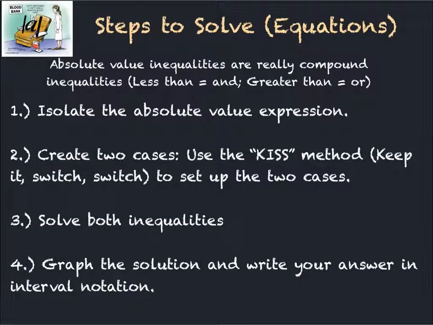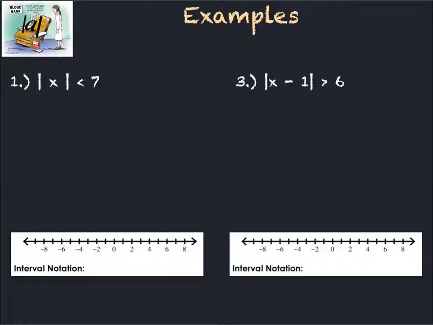So when we're solving absolute value inequalities, we'll follow these steps. You could write these steps down and read them yourself. The KISS method will keep one of the inequalities the same. Then for the other inequality, when we split it, we would switch the inequality symbol and switch the sign of the second number. And I'll show you what I mean by that in just a moment.